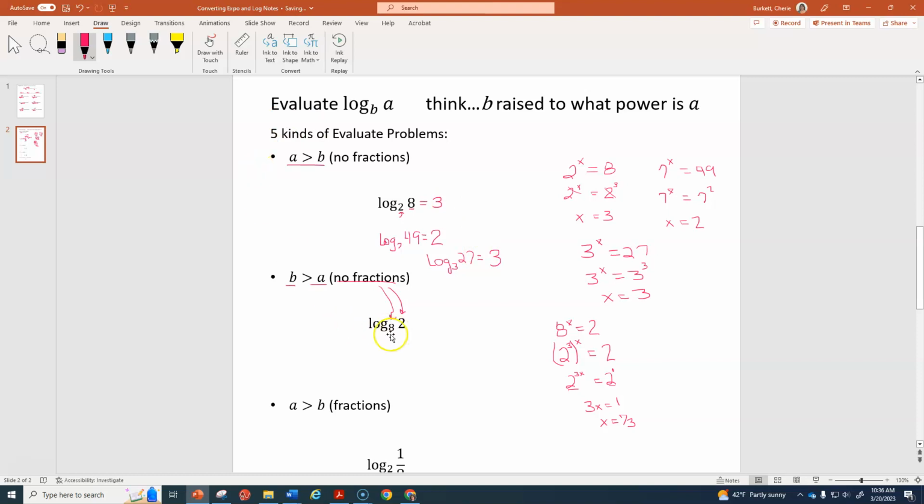So what's happening right here is there's still that relationship between the 8 and the 2, because 8 is still a 2 raised to the third power, but because I'm starting off with a big number and I'm ending up with a smaller number, that means I'm rooting it. This is a root problem, and so my answer is going to end up being a fraction. And that's always the case. Anytime B is bigger than A, you should end up with a fraction as an answer.